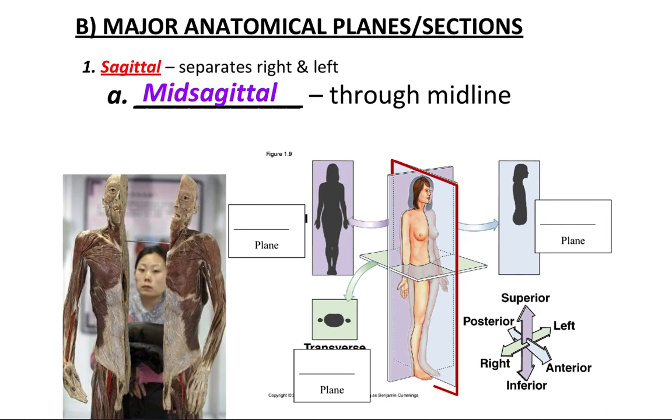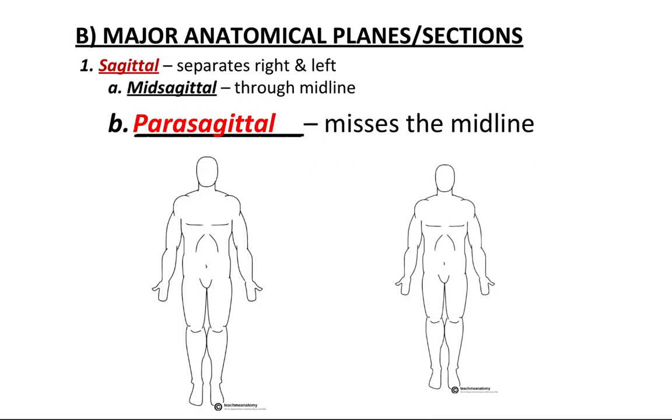This is an image at Body Worlds of a sagittal cut. If you cut directly on the midline, so it's equal left and right sides, then we call it a mid-sagittal cut. However, if it's a little bit off, then we call it a parasagittal cut, which misses the midline, but is still going to be between a left and a right side.